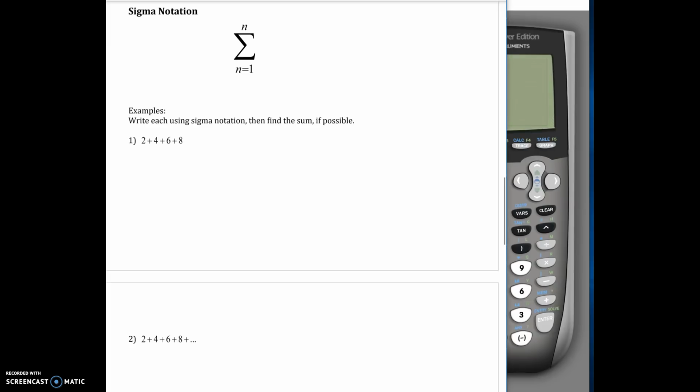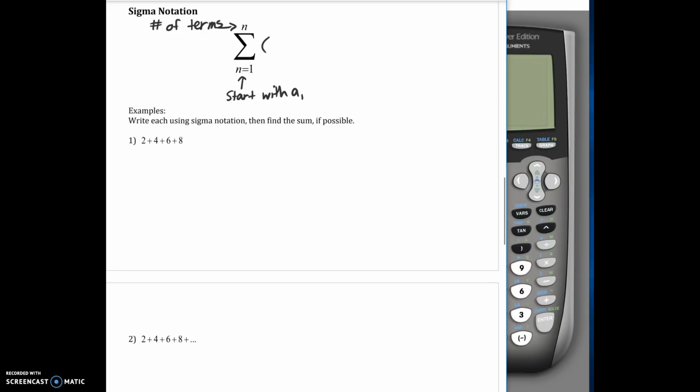So this means you're starting with A1, this n equals 1. And then the top number means the end, the top number is your number of terms. It's not your last term, it's how many terms you have in your series. So that's key. A lot of people mess that up and then they get this huge number for the summation.